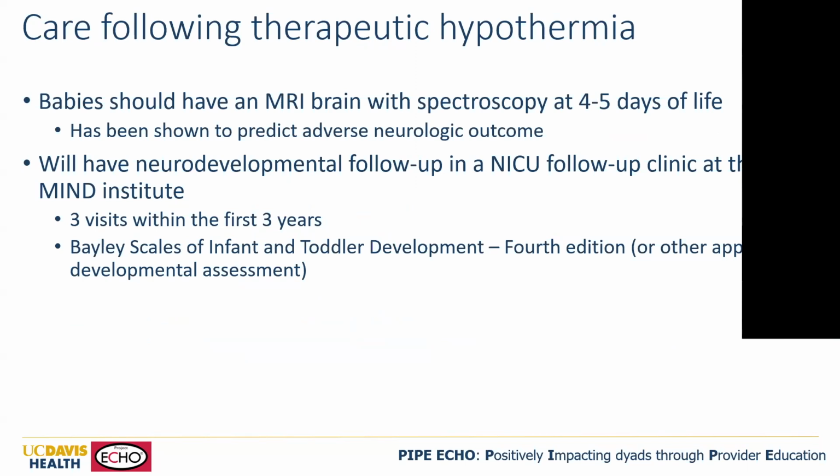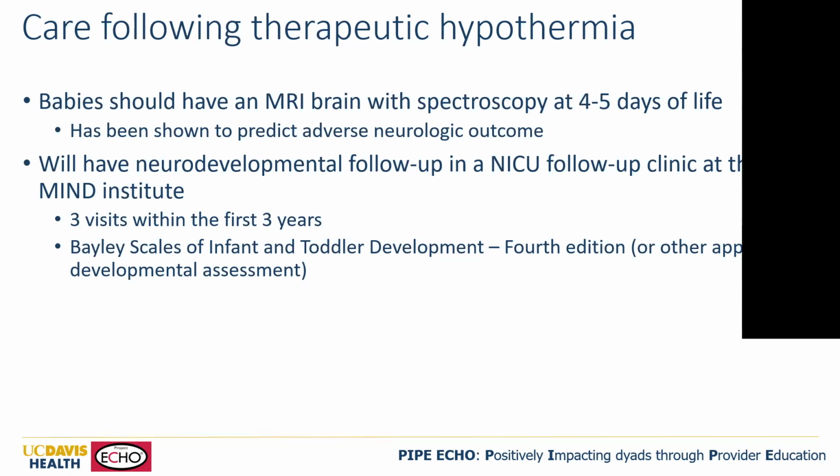And then what do we do after therapeutic hypothermia? So once babies are rewarmed, so after 72 hours, they get rewarmed over about a 12-hour period. And then at day 4 to 5 of life, we want them to go to MRI of their brain with spectroscopy. And that's been shown to help us predict neurologic outcomes. I suppose not just adverse, but help us kind of understand the extent of the injury.